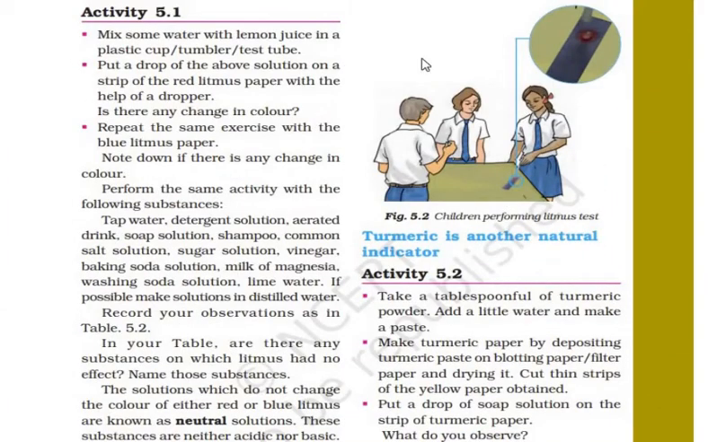So this is the activity. Mix some water with lemon juice in a plastic cup, tumbler, or test tube. Put a drop of the above solution on a strip of red litmus paper with the help of a dropper. Is there any change in color? Repeat the same exercise with the blue litmus paper. Whatever I have said above is given as an experiment here. Note down if there is any change in color.